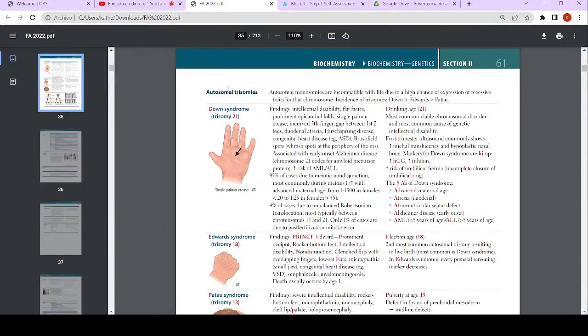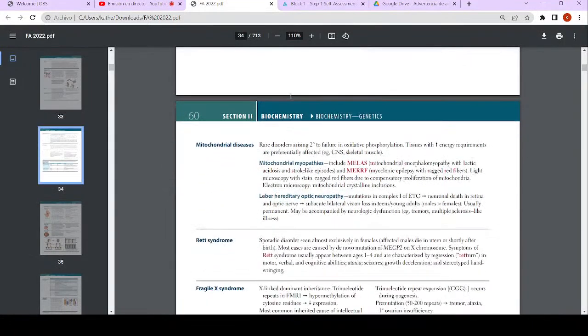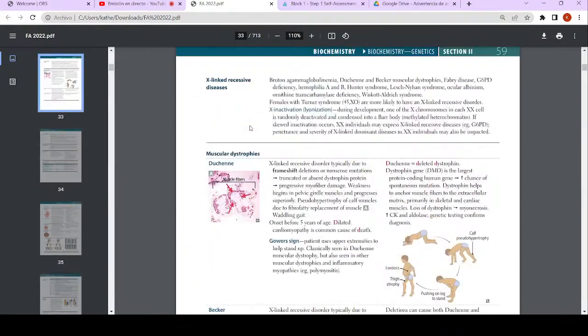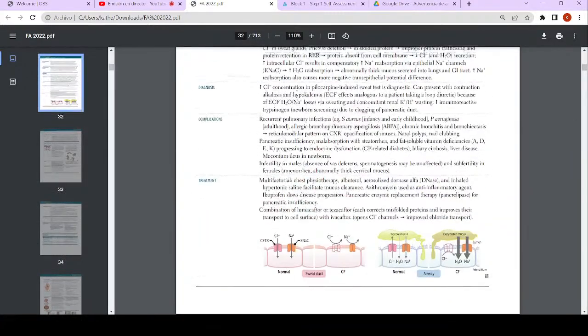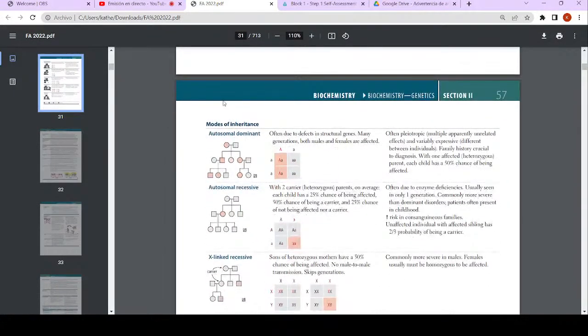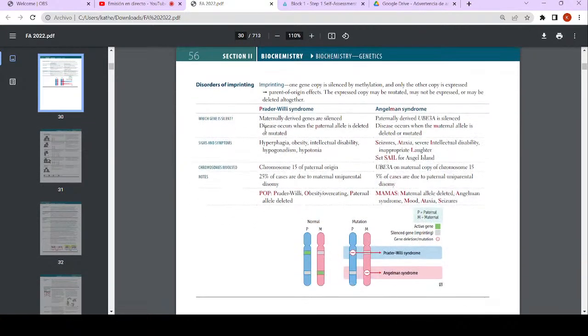And here for you, if you want to review, this is the part of genetics in biochemistry. You need to know modes of inheritance. This is something that they ask a lot. They ask a lot. Prader-Willi has no papa, Angelman has no mama.